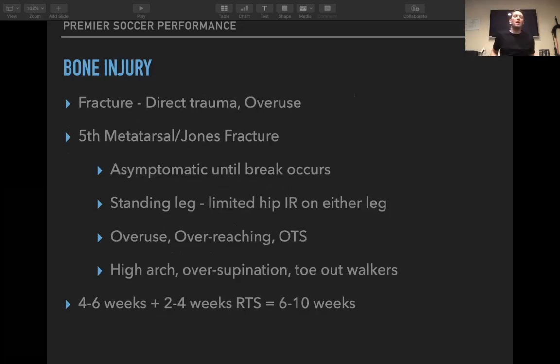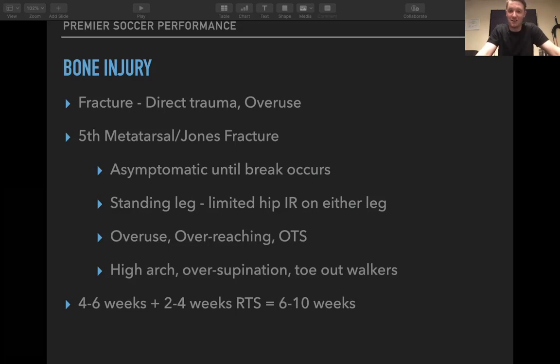All right. Bone injuries. So we're talking about fractures. Fractures are one of the most common direct trauma issues for soccer players. They can also be overuse injuries, right? So doing too much too soon. The fifth metatarsal, so the small bone on your foot that attaches to your pinky toe, that's the most commonly injured bone for soccer players. It's called a Jones fracture.